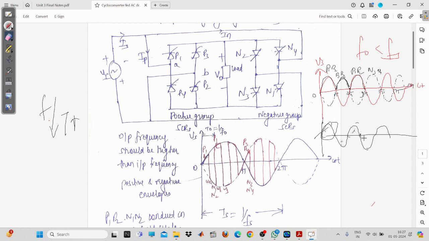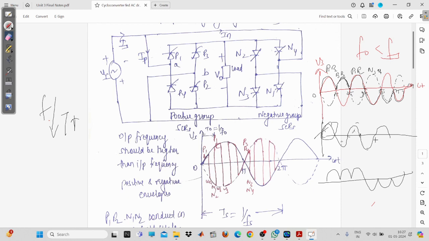So what I am doing is, I am not triggering the negative group immediately. I am triggering only the positive group of SCRs for three half cycles. Now you can see for three half cycles, the positive group of SCRs are conducting, and for the remaining three half cycles, the negative group is conducting. So you can see here, this one is N3, N4, then N1, N2. So you are going to get the waveform like this. If you just filter out this waveform, you are going to get the sine waveform.